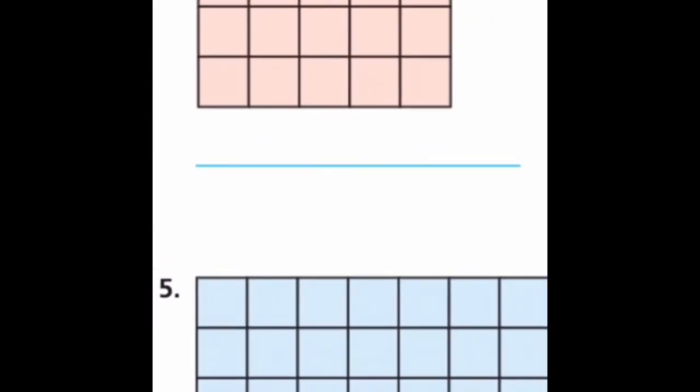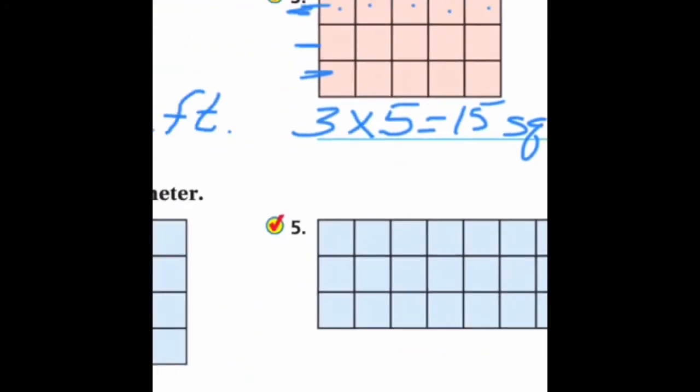Number 3. Count out my rows. I have 1, 2, 3 rows. 3 rows of 1, 2, 3, 4, 5. 3 rows of 5. 3 times 5 equals 15 square feet. That's my area, 15 square feet.